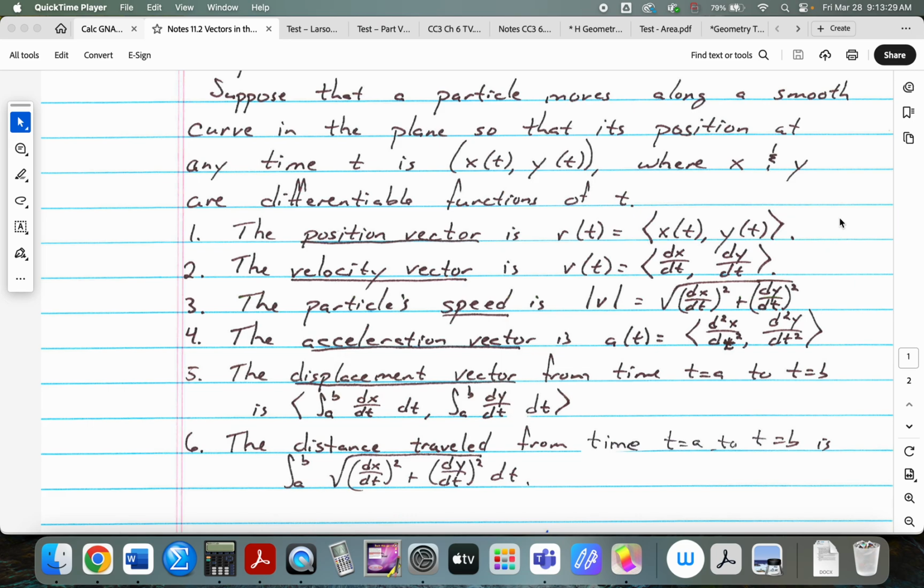So the position vector is r of t, and I don't know why they use r, but I don't know why they didn't just use p, is x of t, y of t. V of t is the derivative of x with respect to t and the derivative of y with respect to t, that vector. And by the way, that's why we have these pointy brackets. That means vector. Okay? That may not be the notation that you're used to.